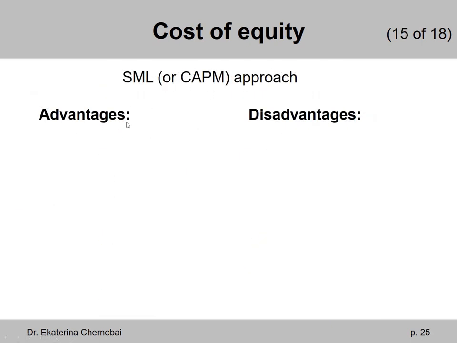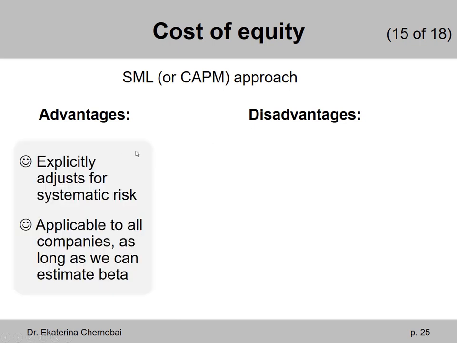Let's summarize the advantages and the disadvantages of this security market line, or the capital asset pricing model approach. Advantages: it does account for risk in the formula, which is the beta part. It's also applicable to all companies, regardless of whether they're currently paying dividends or not. Remember, that was the issue with the other approach, the dividend growth model approach. Here it's not an issue; it can be applied to any company as long as we can estimate beta.